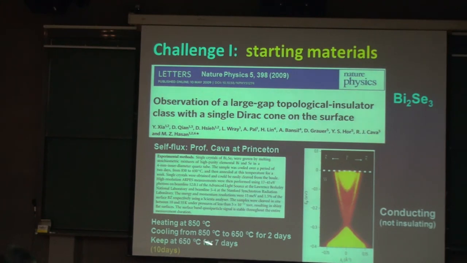So the experiment is very, very carefully done, but still the electronic structure near the Fermi energy is dominated by the bulk states. Most likely they come from the selenium vacancies.